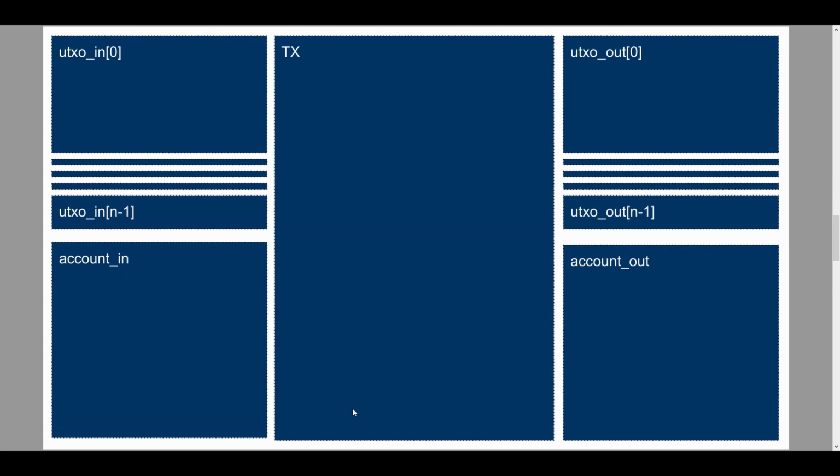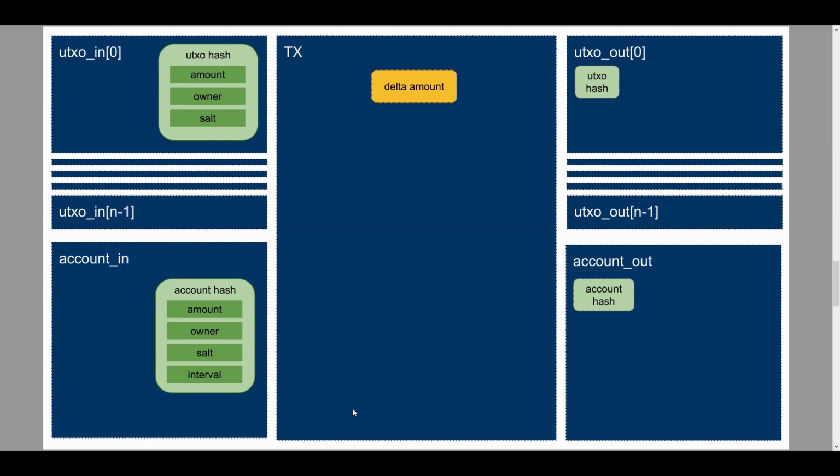This is a scheme of our circuit. We have a UTXO structure with 3 fields, and an account structure. We have an interval here. In the simplest case, this is an interval from 0 to the value. In a more complex case, we can work with a set of these primitive intervals. This approach allows us to make our user experience better.